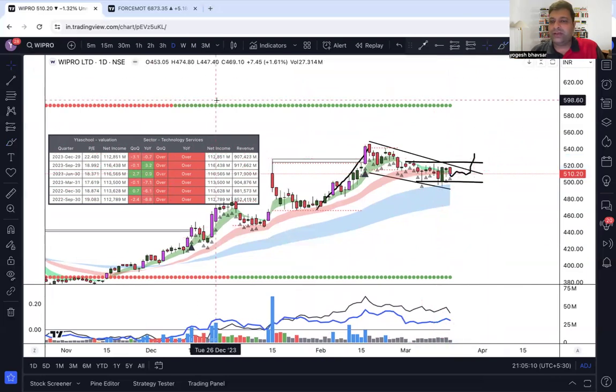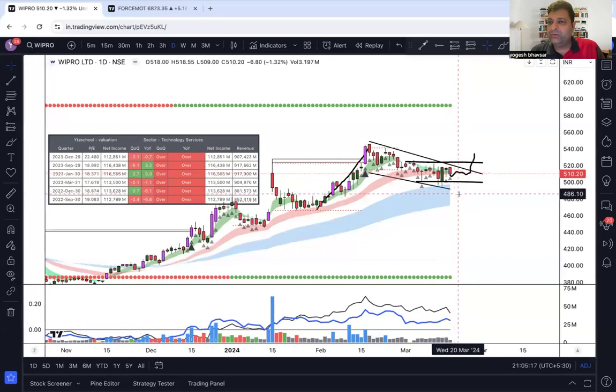Once the stock gives us a breakout, we will see the green is coming up, the red is below that, and the blue channel cloud is also below that, and there will be a gap like this below this.